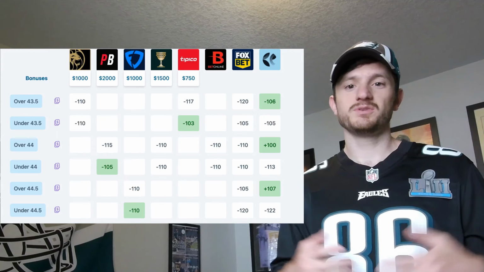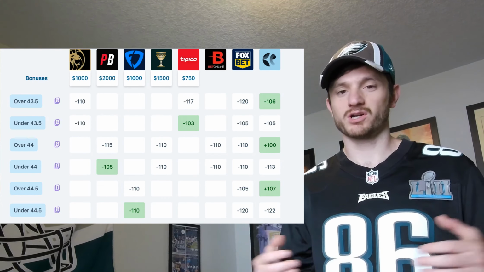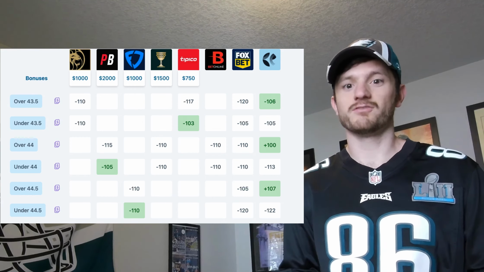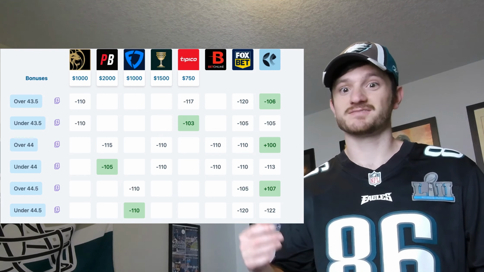The next strategy that I want to talk to you about is line shopping. This is another betting strategy that applies to more than just the NFL, but it's incredibly important to line shop and make sure that you are constantly getting the best odds. So what you see on the screen here is all of the betting markets pricing for the total of the Washington Commanders versus the Jacksonville Jaguars.